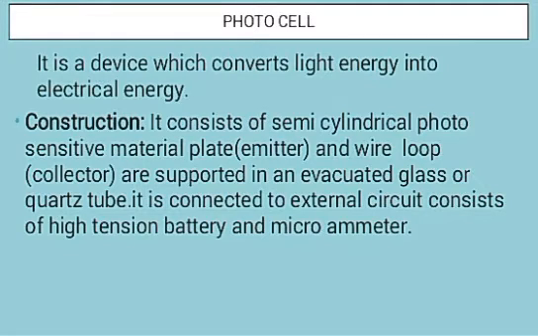So let us start the class with photocell. Photo means light. Cell means it is a source of electrical energy. Hence, photocell is a device which converts light energy into an electrical energy. Next is construction.